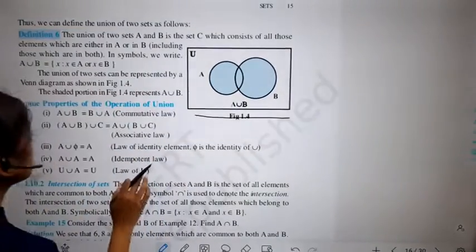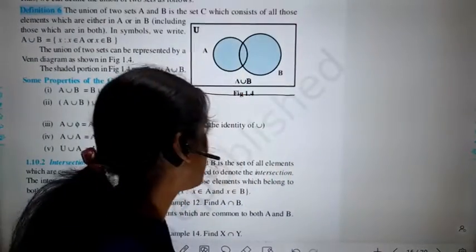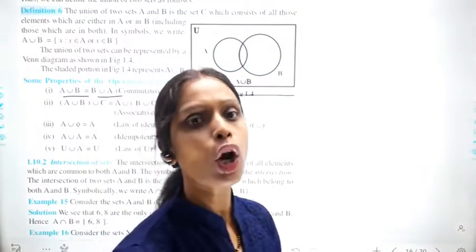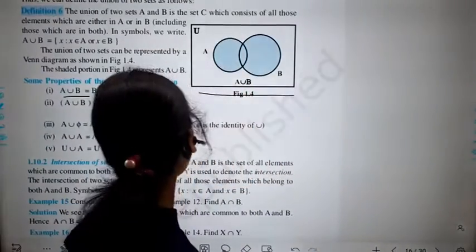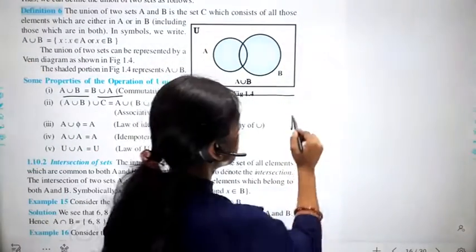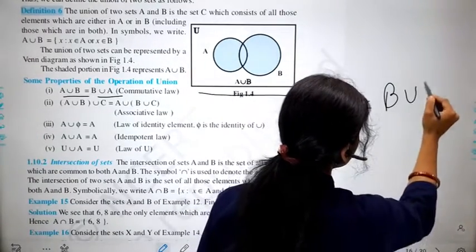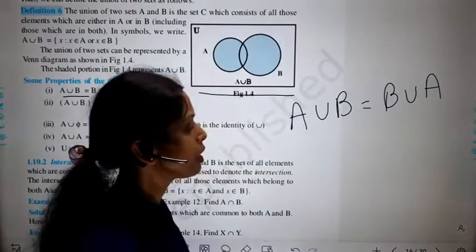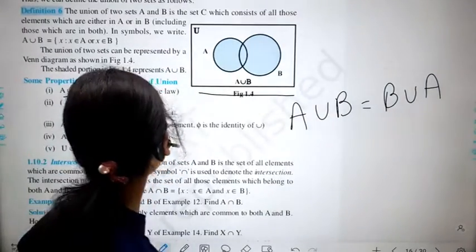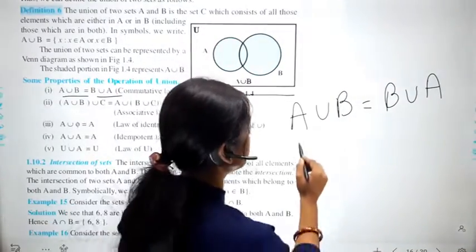Okay, and which property holds good for a union we also consider there. A union B also holds good the commutative law. How? A union B, commutativity. Here the commutative law holds good. Second one is associativity. Here the associative law also holds good.